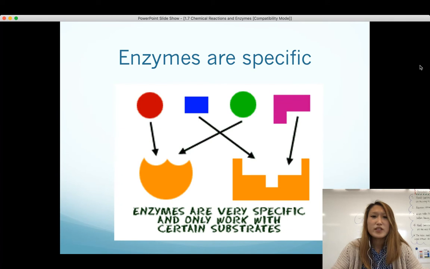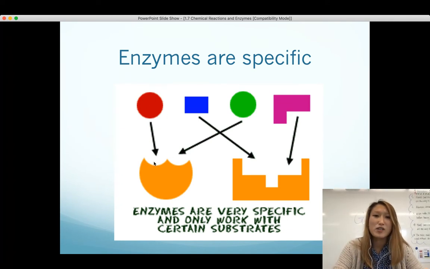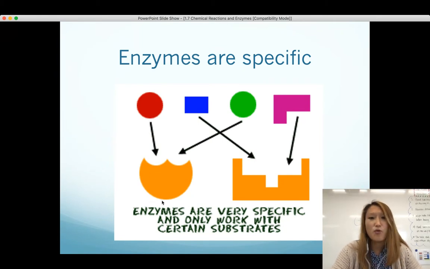And the reactants that can fit into the enzyme fit at certain parts of the enzyme. So the result is only specific substrates can fit in specific shapes of the enzyme, specific parts of the enzyme, and then form certain products, right?